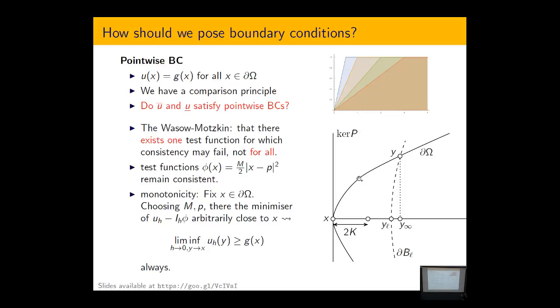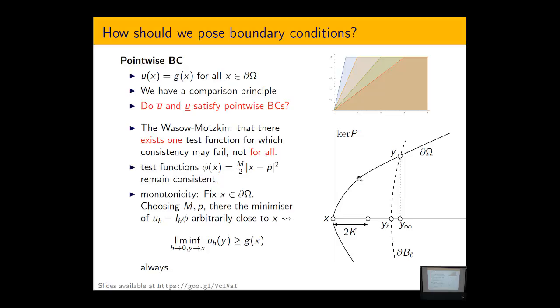But then the question arises: okay, but maybe I save some of the test functions. Maybe there are still some test functions for which I keep my consistency. If I keep my consistency for some test functions, they might give me enough control on what happens in the boundary. Because, of course, what happens in the boundary becomes a smaller and smaller sausage. The sausage is maybe very small, so it's enough if I can control it in a rough way.